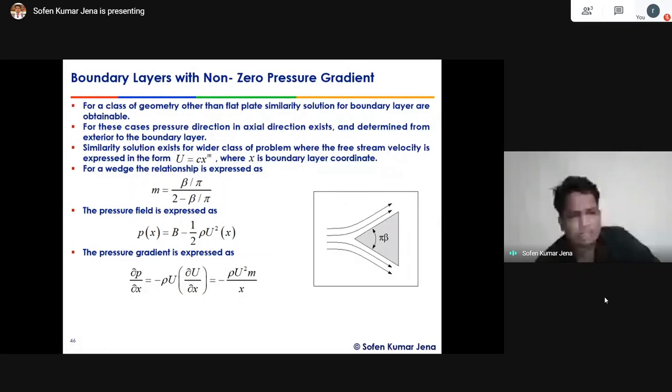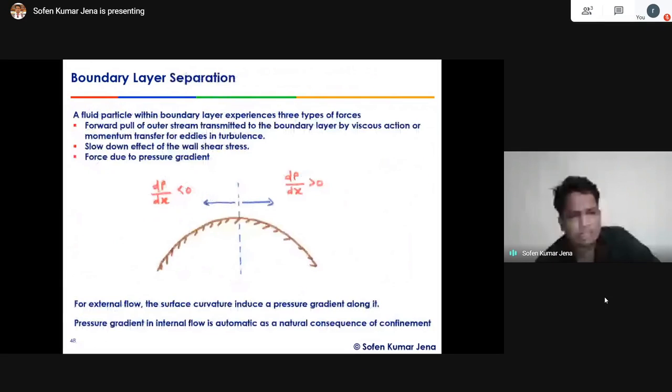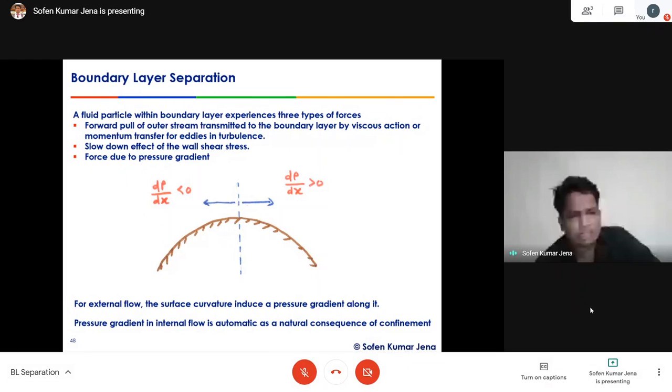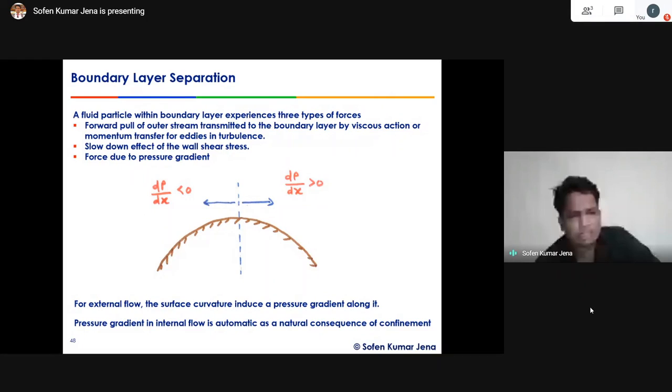To see these things, let's look at what kind of situation exists if the body is not flat, that is, a curved body. So I can now demarcate the flow region across the body into two parts. One part has pressure gradient del P by del X less than 0, and the other has del P by del X greater than 0. The portion where del P by del X is less than 0 is known as the favorable pressure gradient region.